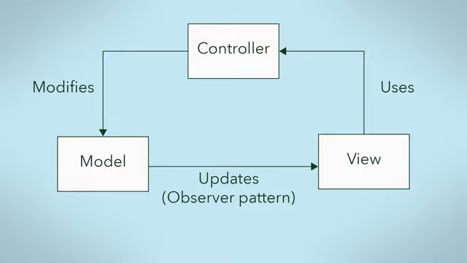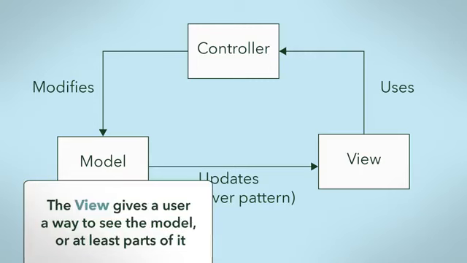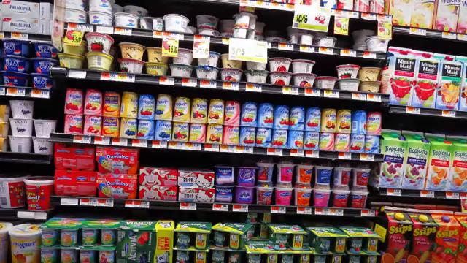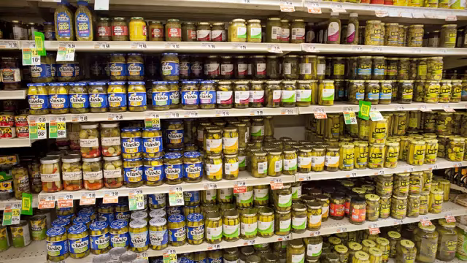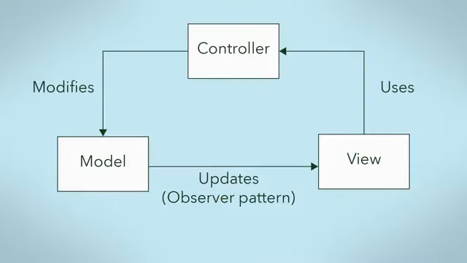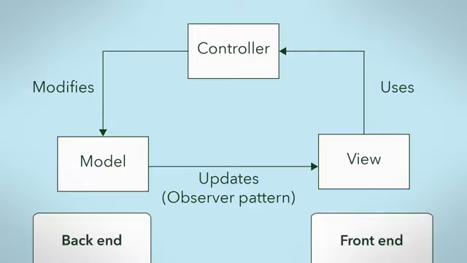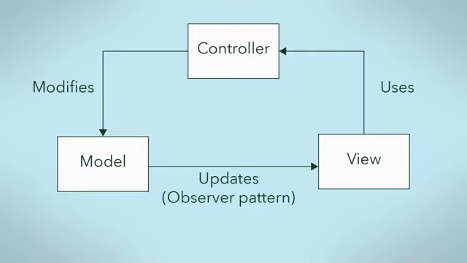Next up is the view. The view is just like it sounds. It gives a user a way to see the model, or at least parts of it. At the grocery store, this would be the screen that shows a list of items and their prices. Sometimes the view will also have interaction elements like buttons and fields that allow the user to interact with the system. While the model is the back end, the underlying software, the view is more like the front end, the presentation layer.